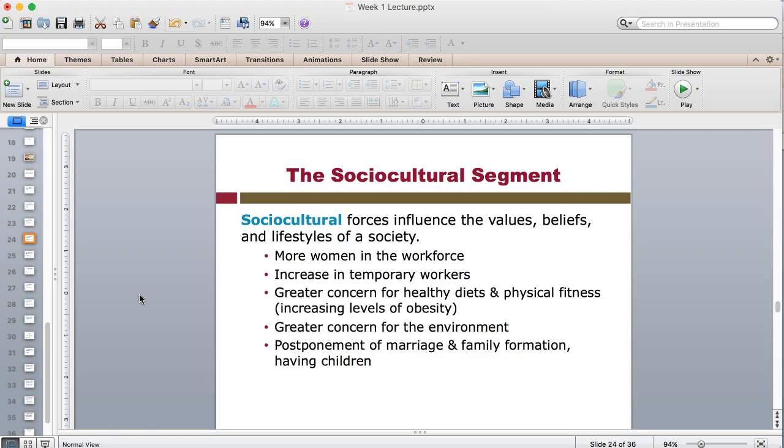Sociocultural forces are things like women working in the workforce, the increase in two-worker families, so to speak, where the husband and wife are both working. Young people have a great concern for healthy diet and physical fitness and great concern for the environment. All of those things affect organizations and companies.